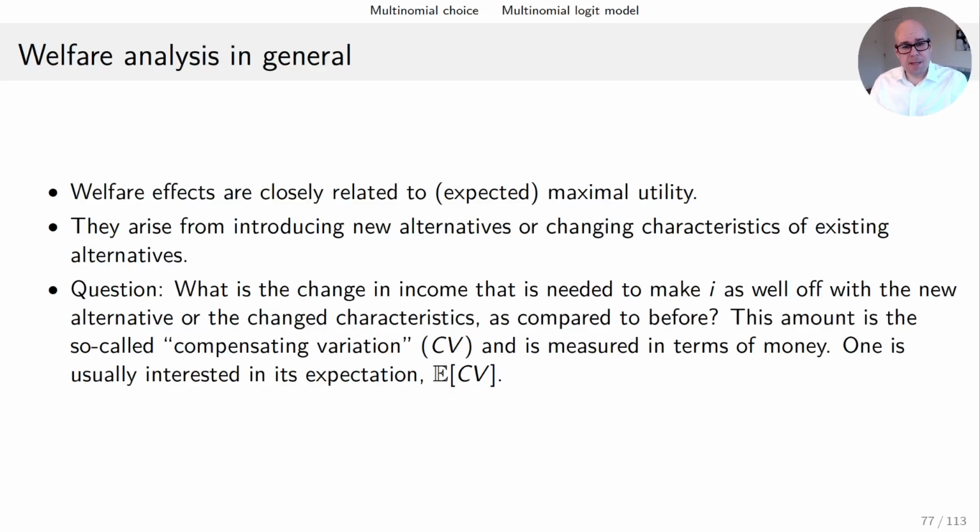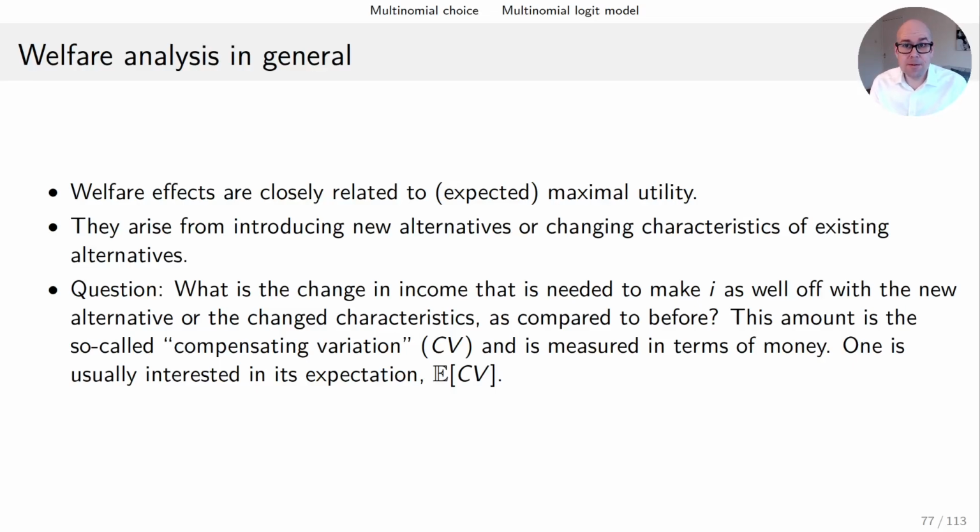Let's think about this step by step. So first of all, welfare effects are closely related to expected maximal utility. And we can think about expected maximal utility in that framework. So they can arise from either introducing new alternatives, or killing alternatives, or changing characteristics of existing alternatives. And think of changing characteristics as like the price is changing, right? Or there's innovation and they become better, the quality improves.